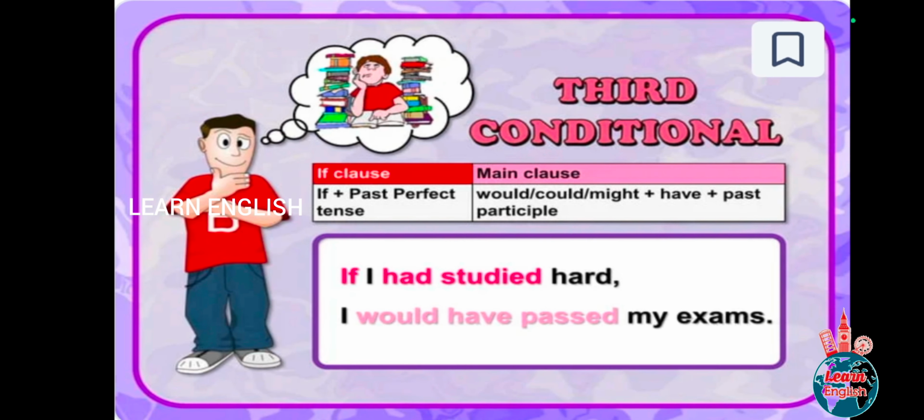Then what is the third conditional? If plus past perfect tense. What main clause will we use? Would, could, might plus have plus past participle. For example, if I had studied hard, I would have passed my exams. So for this we will use the third conditional.